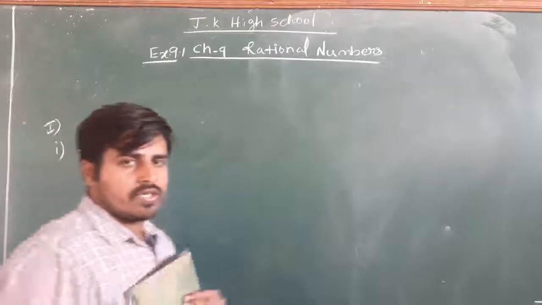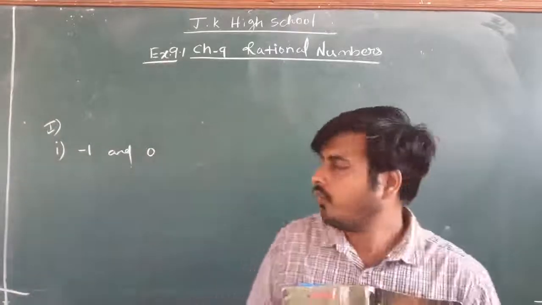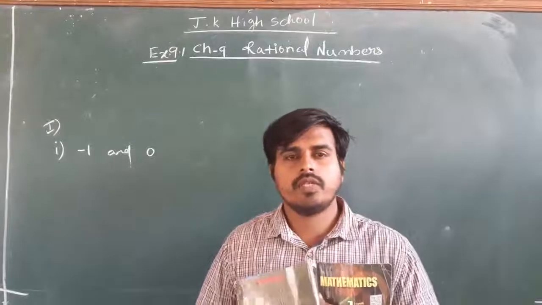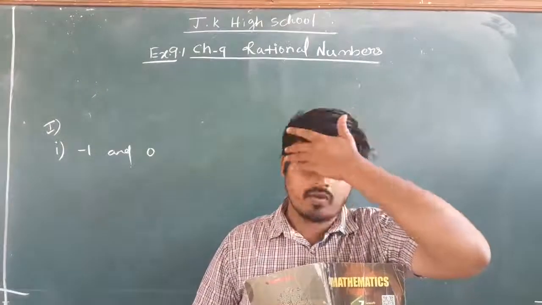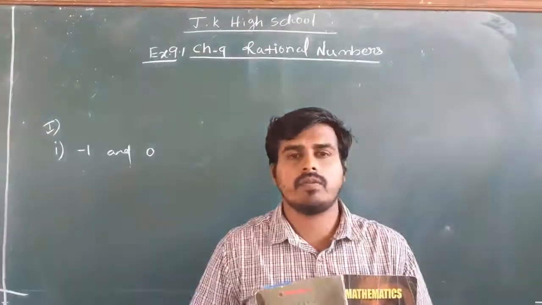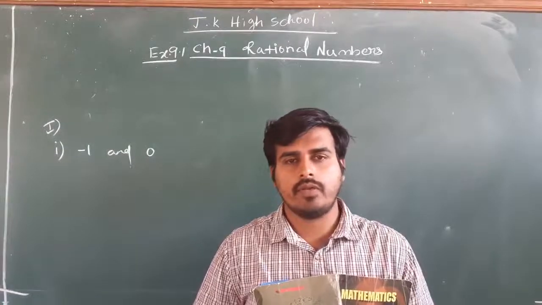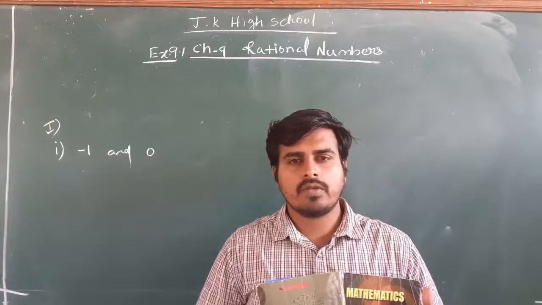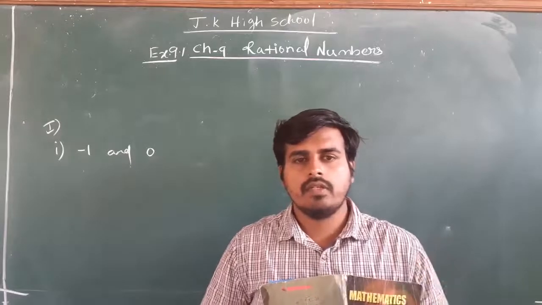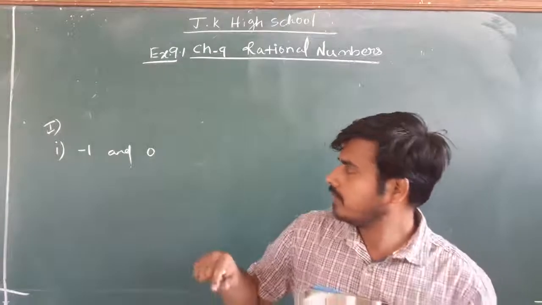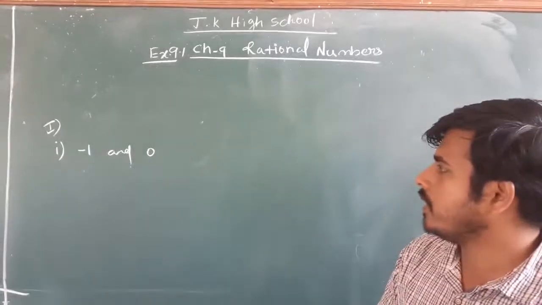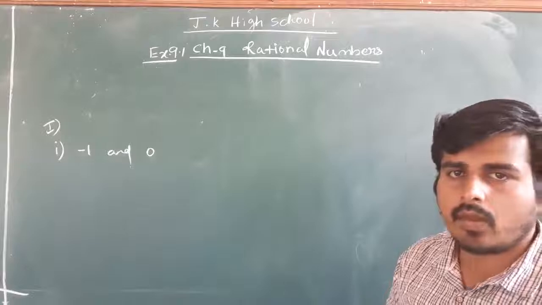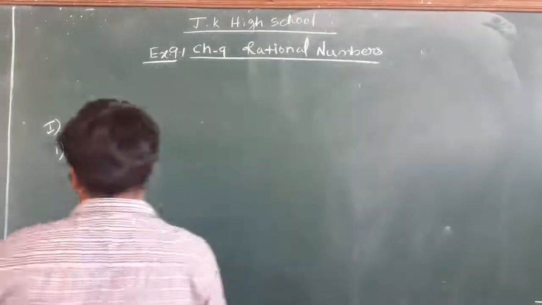List 5 rational numbers between minus 1 and 0. Between 0 and minus 1, uncountably many rational numbers exist, but we want only 5. In that case, if 5 numbers are asked, you just increase the denominator, for example to 10. Okay, I will show you.